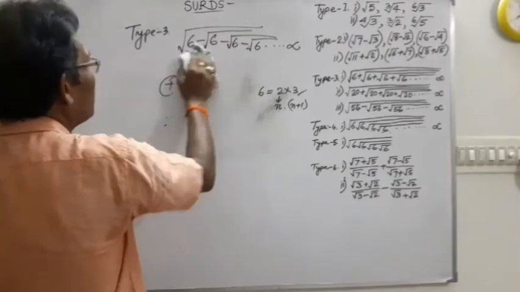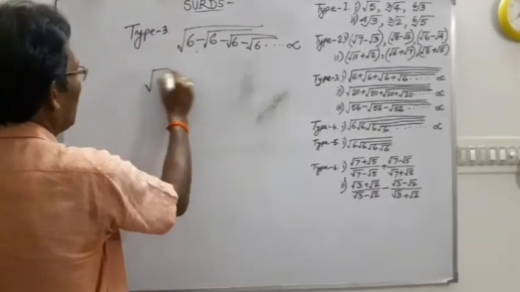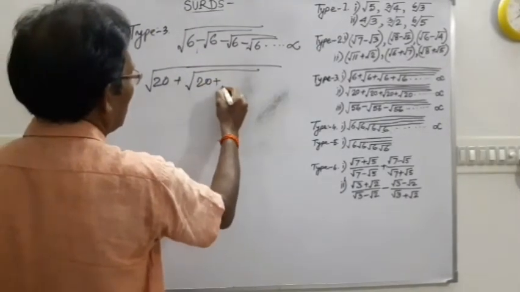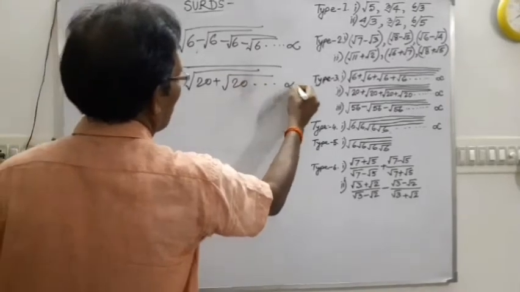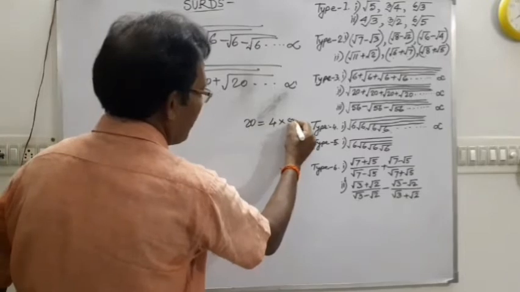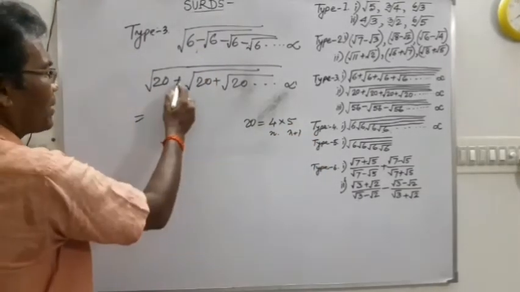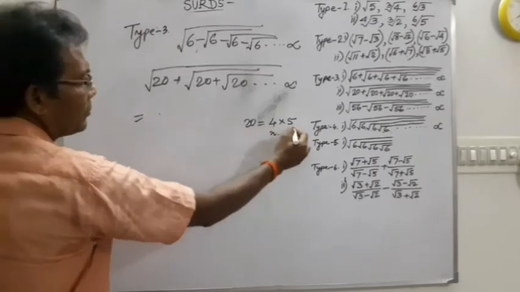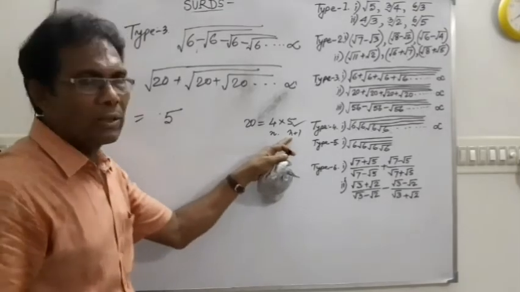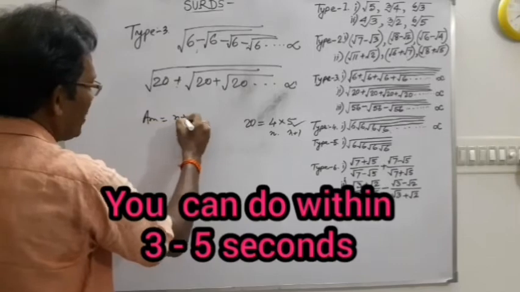Now another example. That is root 20 plus root 20 plus root 20, continuing. 20 factors into 4 into 5, so this is the form of n into n plus 1. For plus, the answer will be n plus 1. Again, for plus, the answer equals n plus 1, that is 5.